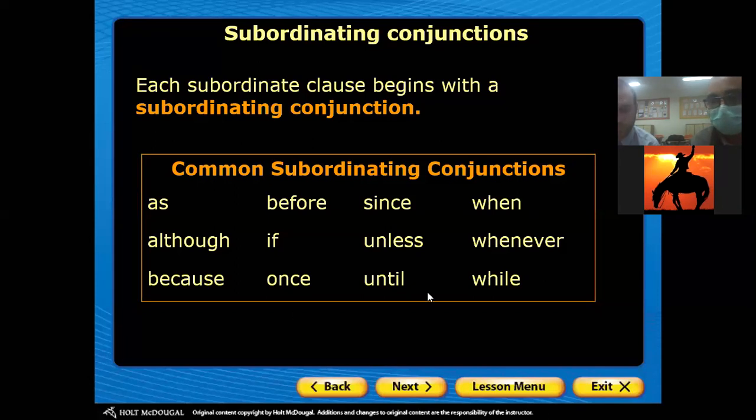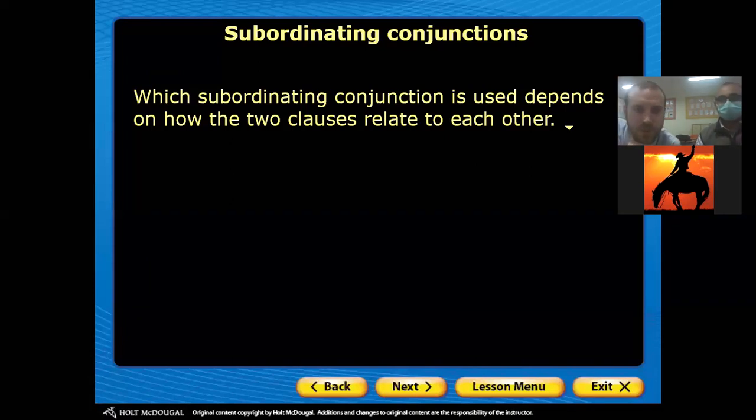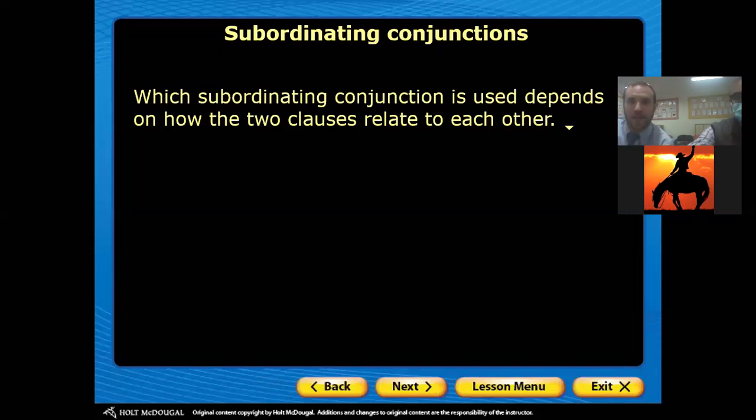Oh, okay. Mr. Anthony, I have also a question. Any word that, when it's written, lets you expect another sentence, is that a subordinate? Very good, Aziz. Because actually, it's at the beginning of a subordinating clause. So the meaning is not complete unless you have the second sentence. That's a very good point, Aziz. Okay, so let's take examples. Which subordinating conjunction is used depends on how the two clauses relate to each other.